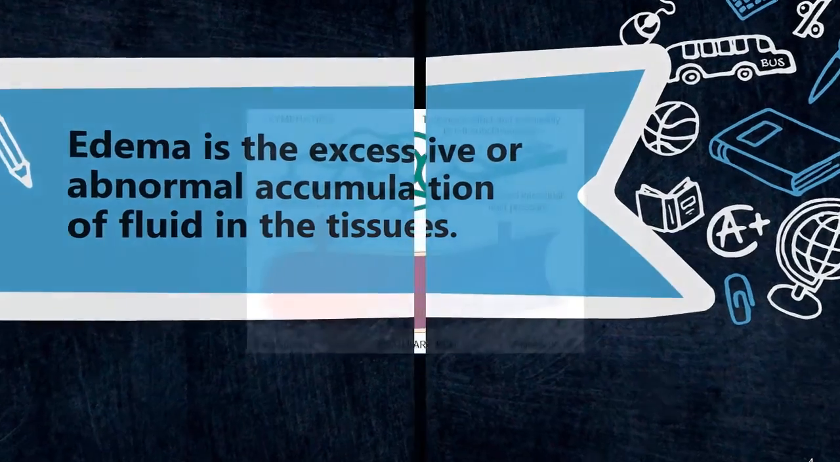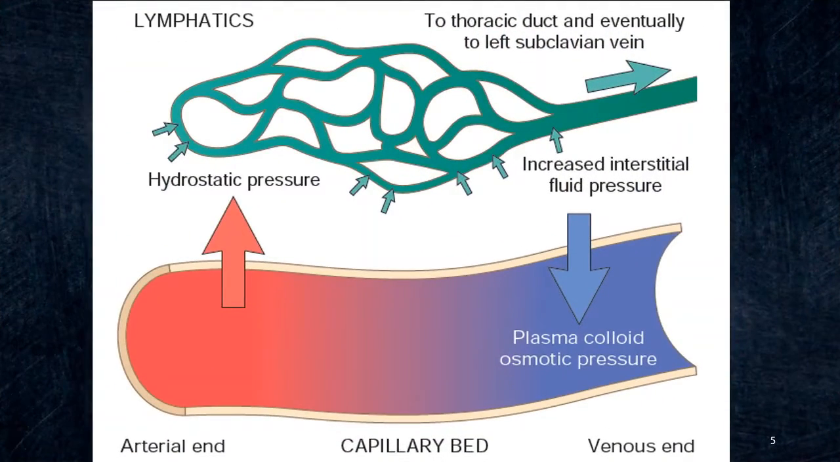We know normally the vascular hydrostatic pressure is nearly balanced by the plasma colloid osmotic pressure. So, what is the hydrostatic pressure and what is the plasma colloid osmotic pressure? Hydrostatic pressure is a pressure which pushes the water and salts out of the capillary into the interstitial space. And the plasma colloid osmotic pressure does the opposite. That means it pulls the water and salts back into the vessels.